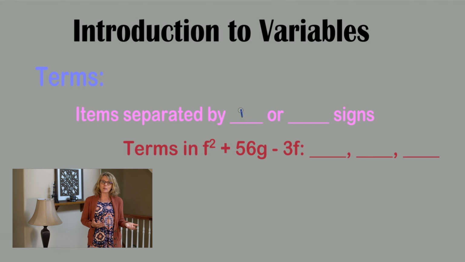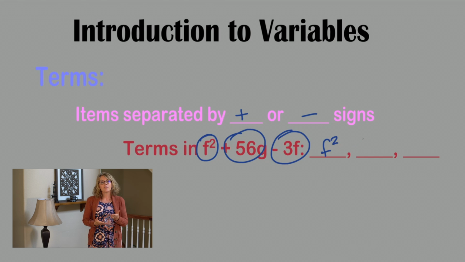Terms are the items separated by plus or minus signs. We can name the terms and tell how many there are. For f squared plus 56g minus 3f, each of these that I will circle are their own special unit or term. So there are 3 terms, and the terms are f squared, 56g, and -3f. Notice the plus or minus sign in front of it is attached to it. That term is not 3f, but -3f.